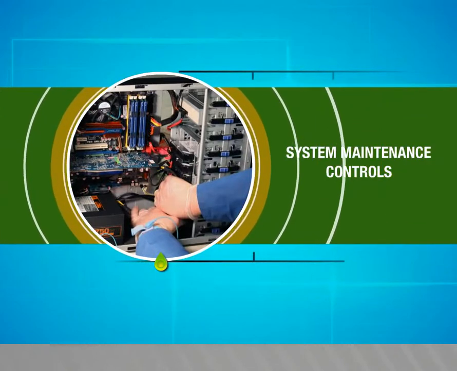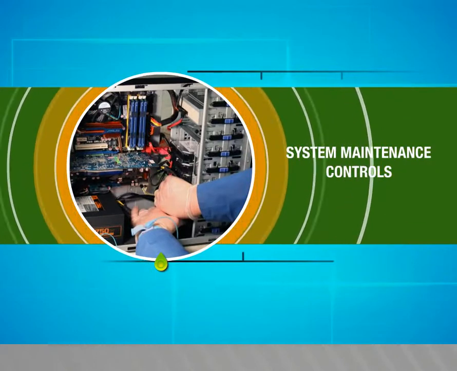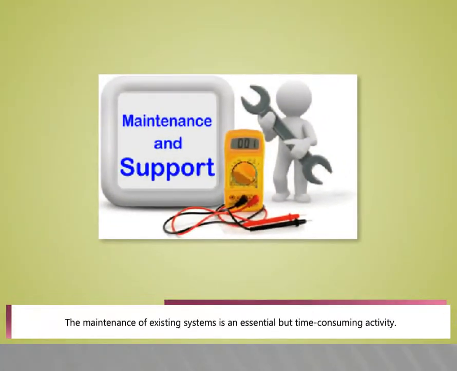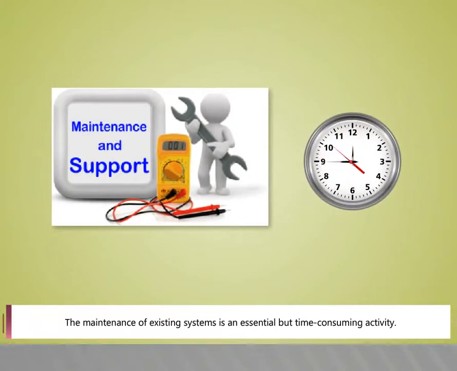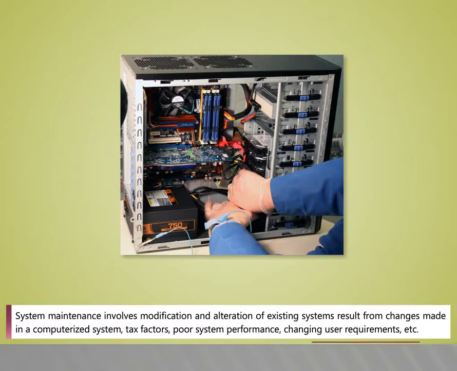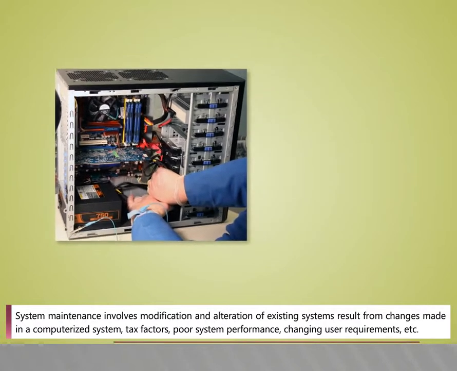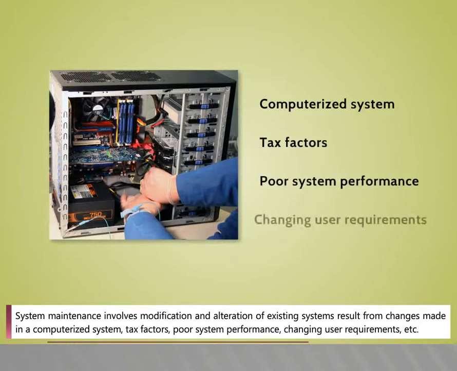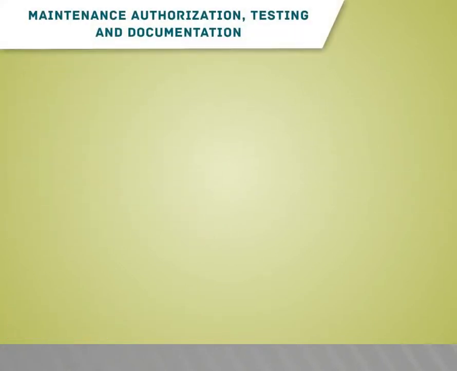System maintenance controls. In this video, we are going to see about system maintenance controls. The maintenance of existing systems is an essential but time-consuming activity. System maintenance involves modification and alteration of existing systems resulting from changes made in a computer system, tax factors, poor system performance, changing user requirements, etc. Maintenance authorization, testing, and documentation.